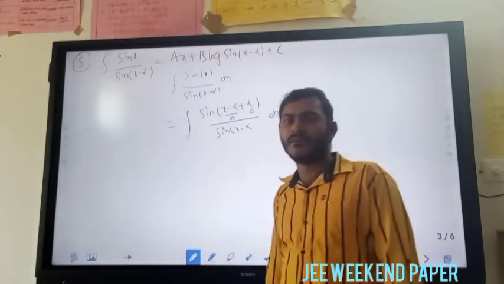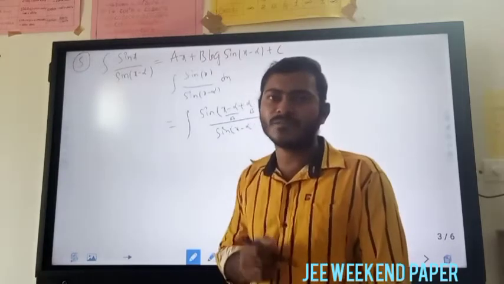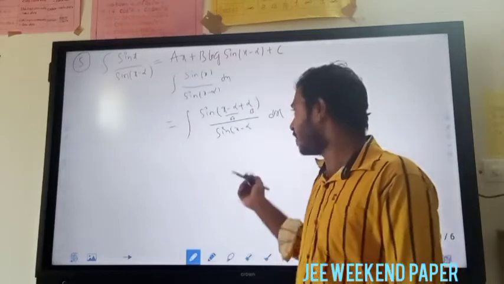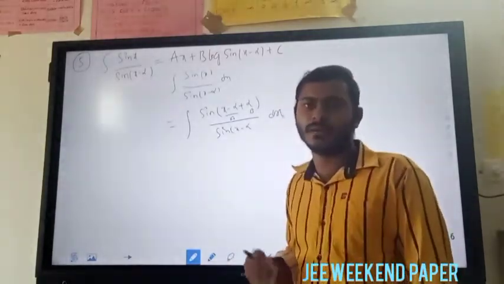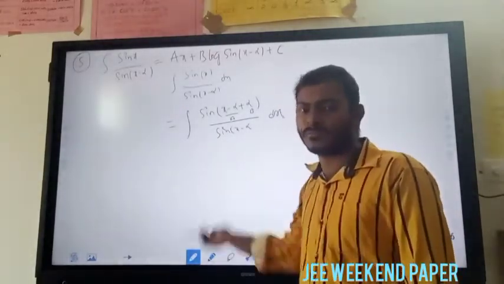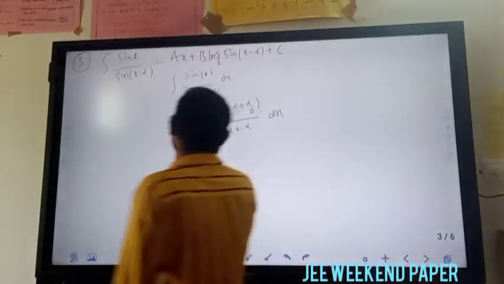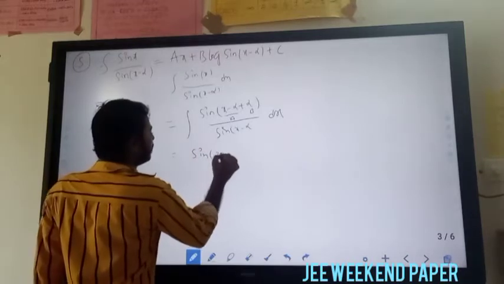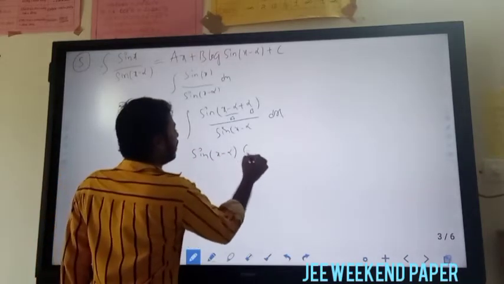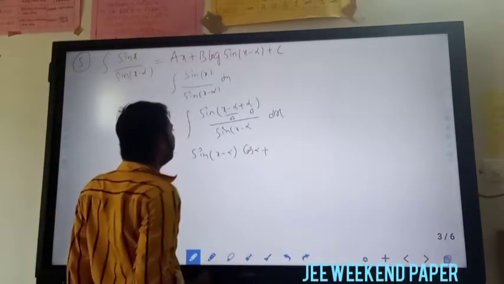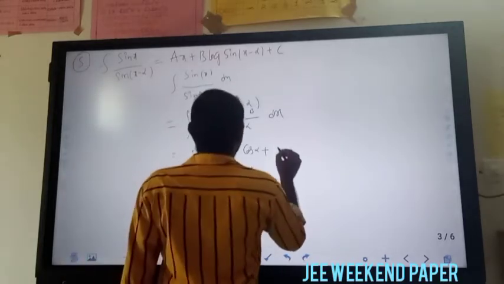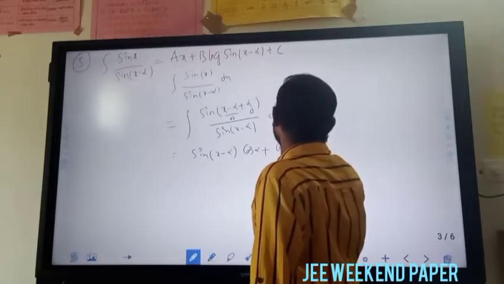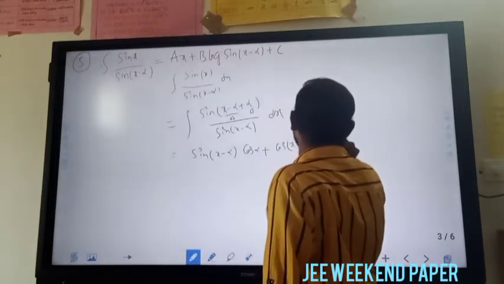We know the sin of a plus b formula: sin a cos b plus cos a sin b. Since we are studying for the mains, we have to run the formula in our brain; we can't write it here, we have to substitute directly. When you substitute directly, that is sin of x minus alpha into cos alpha plus cos of x minus alpha into sin alpha.